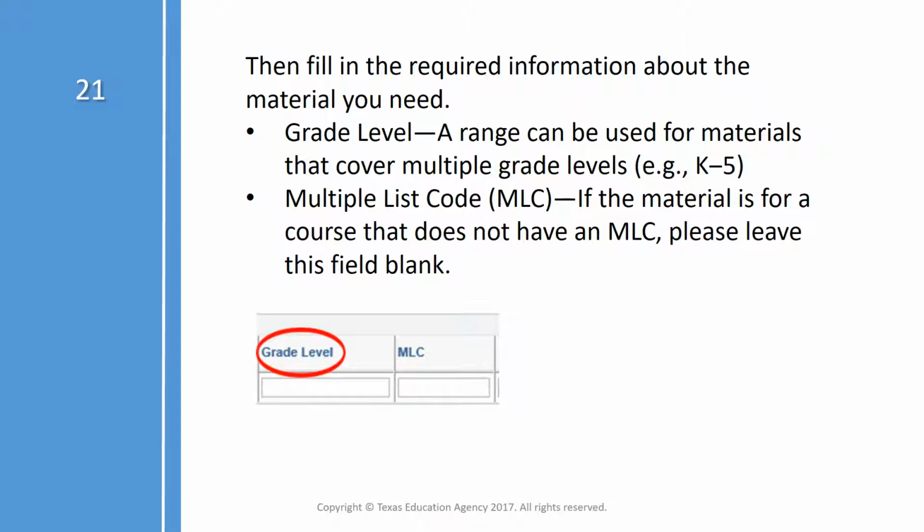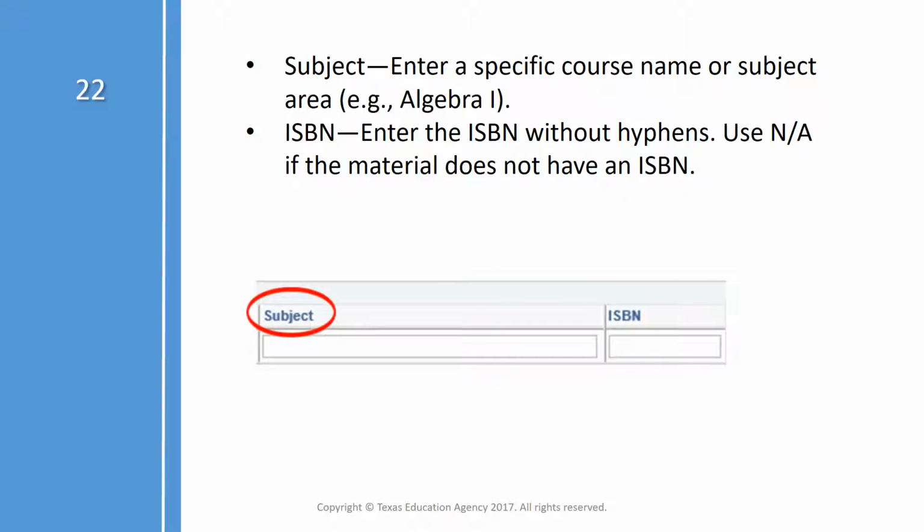Grade level. A range can be used for materials that cover multiple grade levels, for example, kindergarten through 5th grade. Multiple list code, or MLC. If the material is for a course that does not have an MLC, please leave this field blank. Subject. Enter a specific course name or subject area. For example, Algebra 1. ISBN. Enter the ISBN without hyphens. Use N/A if the material does not have an ISBN.